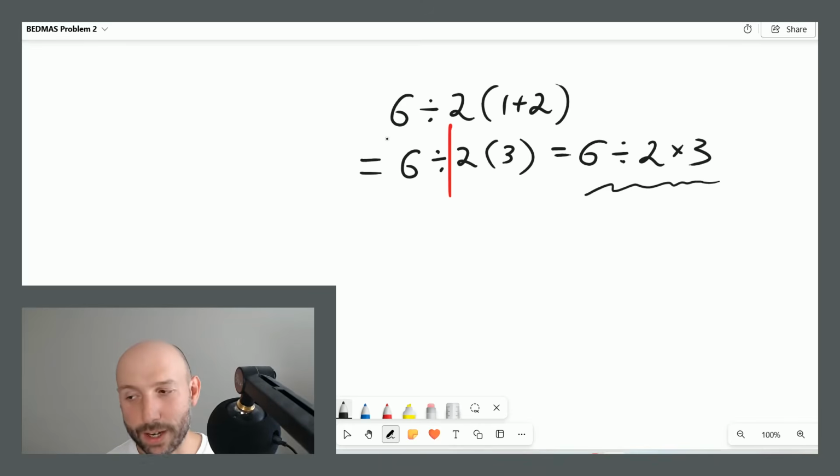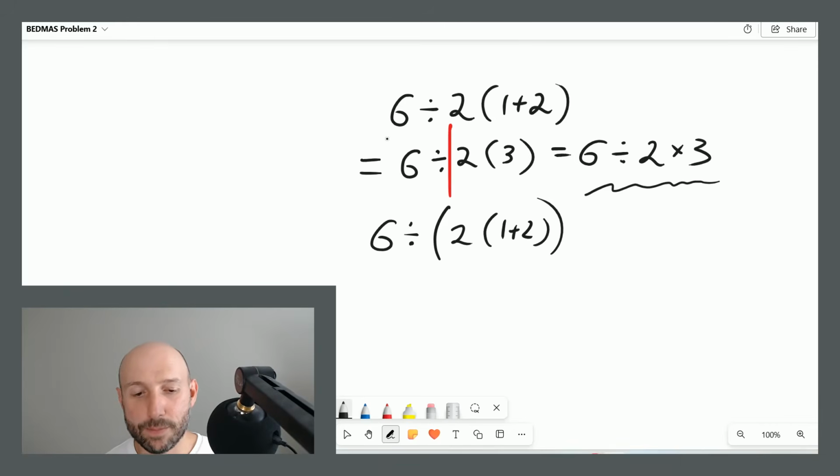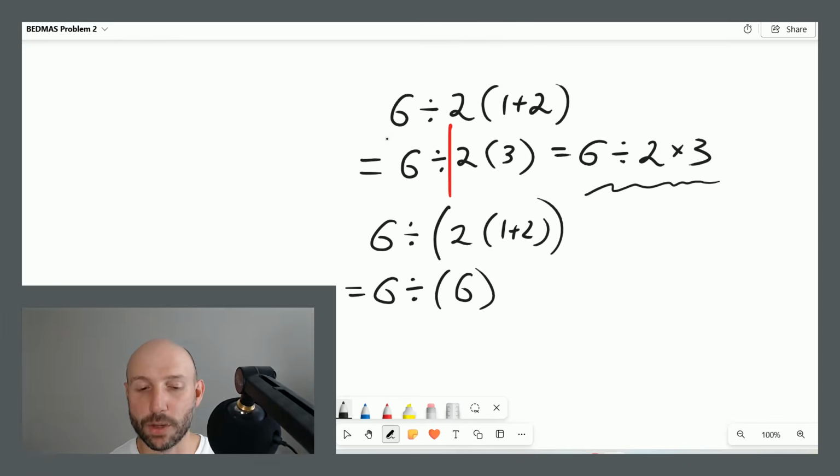So those are all the errors that people make. Now, in order to get 1, the question would have to be written as follows. 6 divided by open bracket 2 open bracket 1 plus 2. Then we get our 6 in the larger set of brackets, and we do that. We multiply the 2 by 3 because it's in brackets, that larger set of brackets, and those brackets say do what's on the inside first. Then you get 6 divided by 6, and then you get a 1.